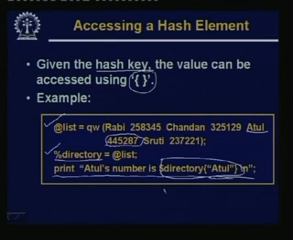So, here you are accessing as if an element of an array, but instead of specifying the index, you are specifying the name of the hash key, Atul. In return, what it gives you is the value, which in this case is the telephone number. So, what will be printed here is Atul's number is 445287. This is what will be printed. Okay.